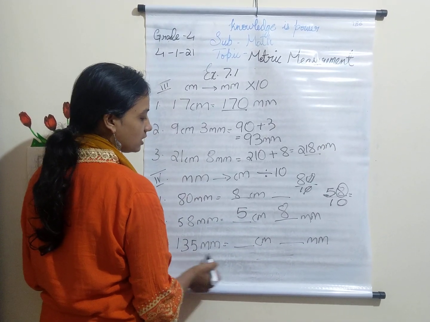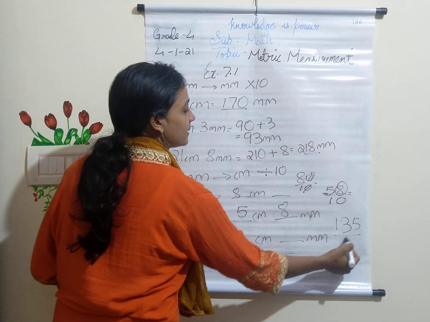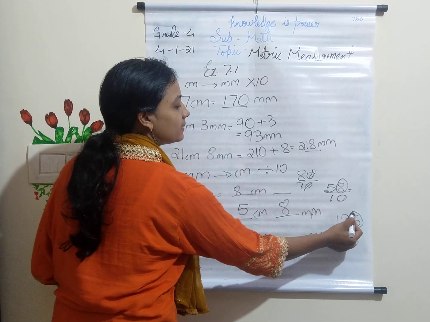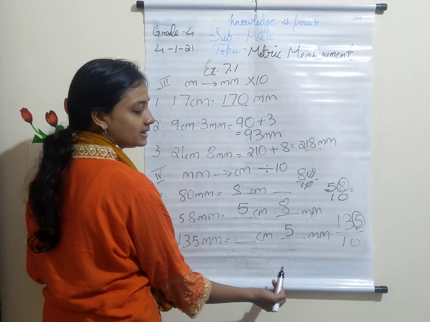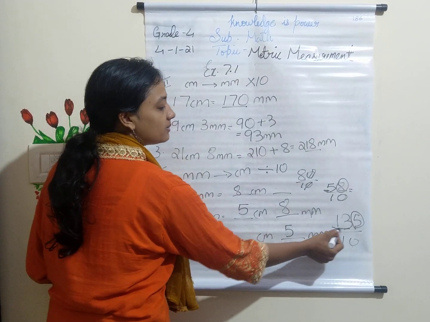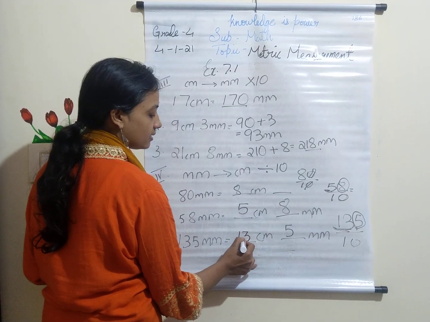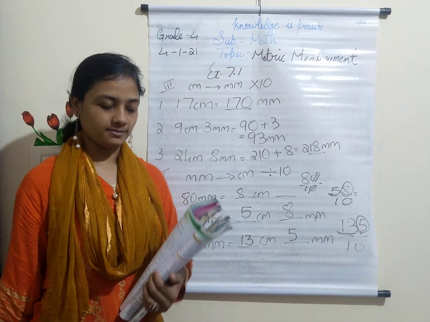Similarly, let's do it for the third one. So 135 divided by 10. 1 0. So take out one number from the right side. 5. That will be my millimeter. The remaining two numbers here will be centimeter. This would be the answer. Now let's go for the next main.